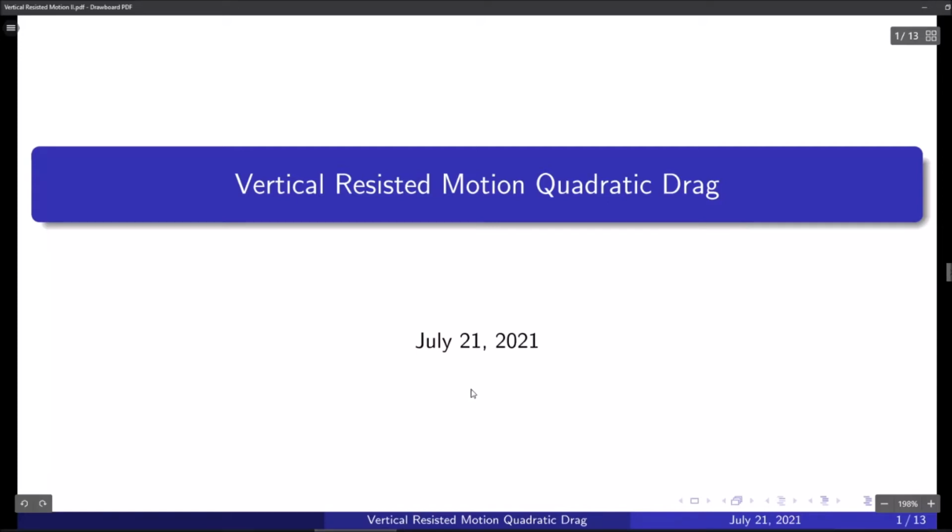Hi everyone, today we are going to have a look at resisted motion, vertical resisted motion with quadratic drag. So it's very similar to last time, but resistance, instead of being proportional to the velocity itself, is going to be proportional to the square of the velocity this time.